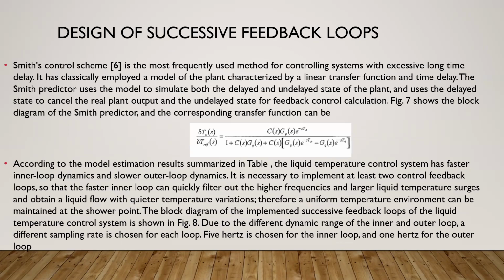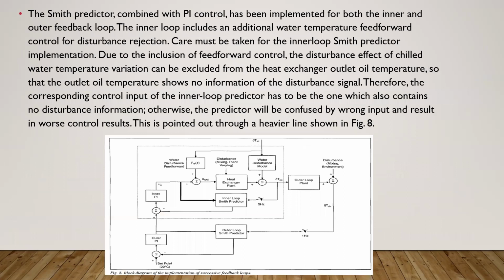The block diagram of the implemented successive feedback loop of a liquid temperature control system is given. Due to the different dynamic range of the inner and outer loop, a different sampling rate is chosen for each loop. 5 hertz is chosen for the inner loop and 1 hertz for the outer loop. The Smith predictor combined with PI control has been implemented for both the inner and outer feedback loop.